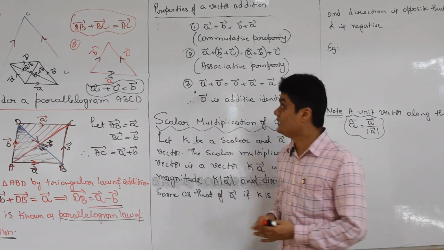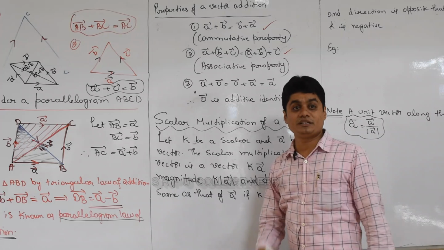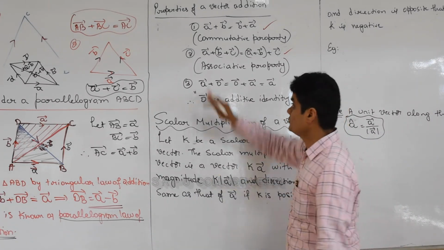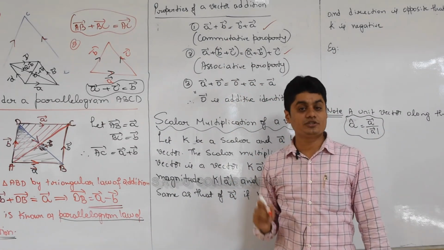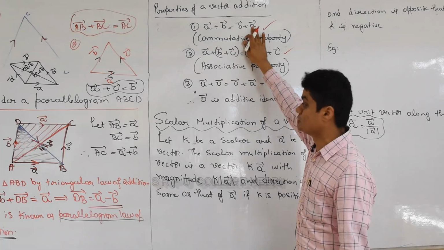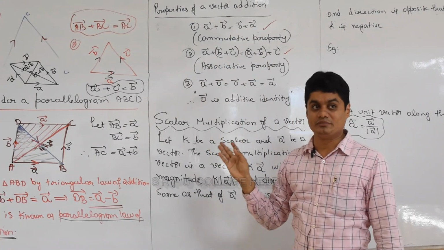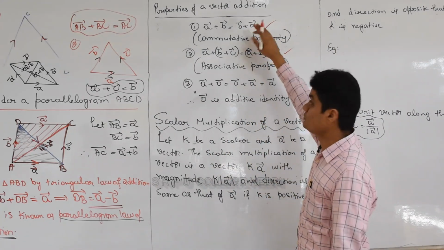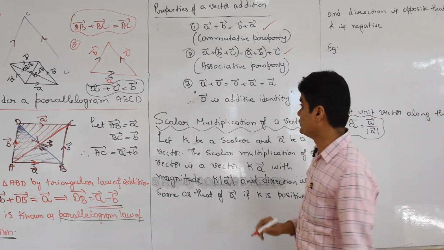Okay, so which are the properties? You know all these properties actually: commutative property, associative property, identity property. Remember, vector addition is commutative, that is, A plus B is equal to B plus A. You can use the parallelogram law of addition to prove this. I already gave a hint once, so recall it. If you want to prove it, refer to the textbook, where the proof is given. I'm not going to do this.